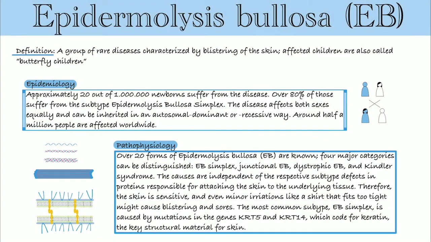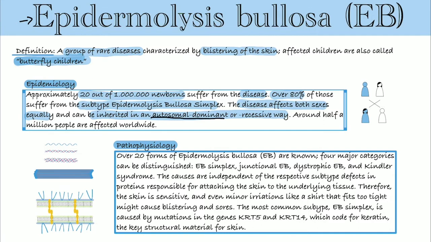Today we're talking about epidermolysis bullosa, which is a group of rare diseases characterized by blistering of the skin. You might be familiar with the term butterfly children for those who are affected. When we're talking about epidemiology, we can say that about 20 out of 1 million newborns suffer from the disease. Over 80% of those suffer from the subtype epidermolysis bullosa simplex. The disease affects both sexes equally and can be inherited in an autosomal-dominant or recessive way, but usually it's autosomal-dominant.